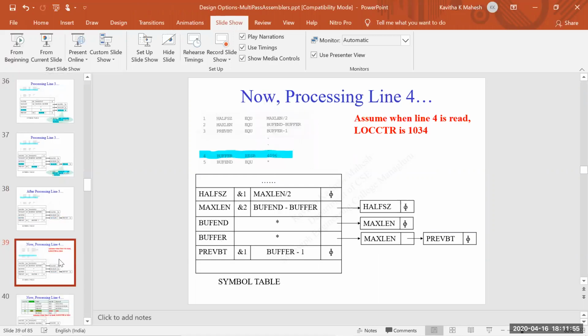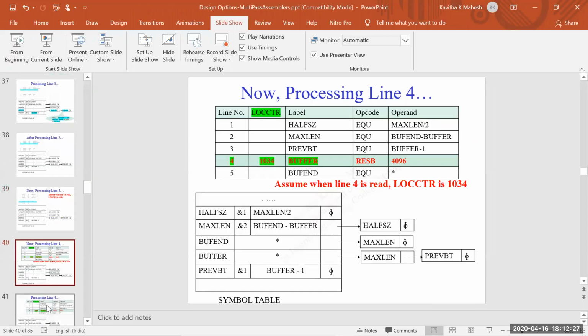Next, we shall proceed with the processing of line number 4. Now at this point, we have certain information that is assumed, that is when line 4 is read, assume that the location counter is 1034. The statement that we have here is buffer reserve byte 4096. So at this point, we know the location counter value and it is 1034. I have shown this in the next slide.